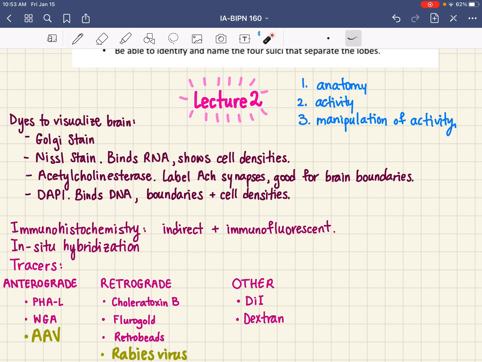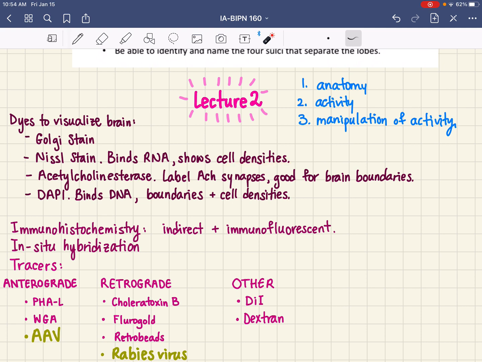So the first stain that we talked about was the Golgi stain. Remember that the Golgi stain stains about 1% of the brain. It stains individual cells, and the stain is very sparse. Okay, the Nissl stain looks a little purple or bluish. It binds RNA, and it shows cell densities.